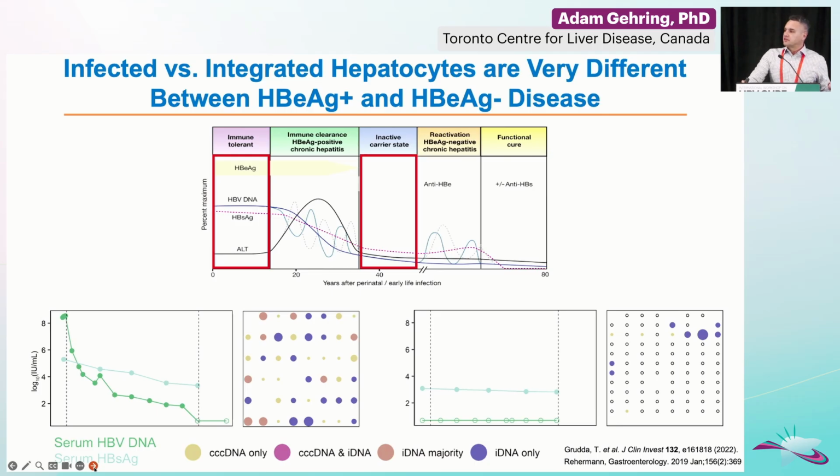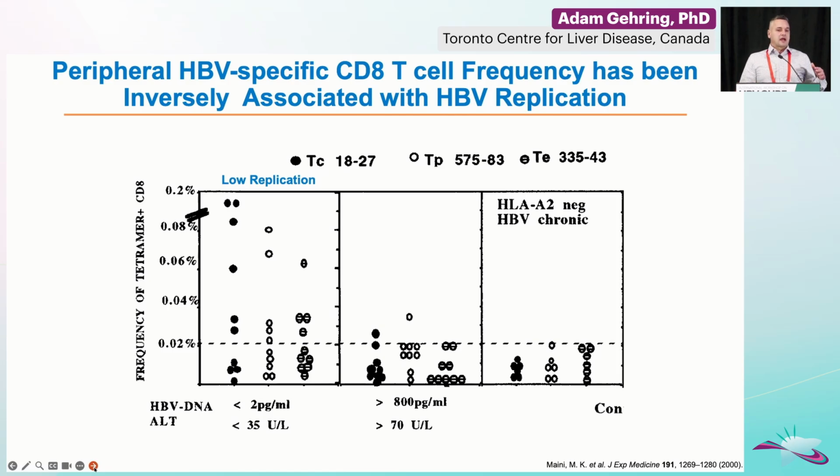So what do we know about the T-cell response between these two extremes of the hepatitis B spectrum? Well, this data goes back over 20 years, using tetramers to 3 different epitopes, looking at the peripheral blood CD8 T-cell response. What they found is that patients with low viral replication had more HBV-specific T-cells in their peripheral blood, whereas patients with high viral replication seem to have almost no detectable tetramer-positive cells within their peripheral blood.